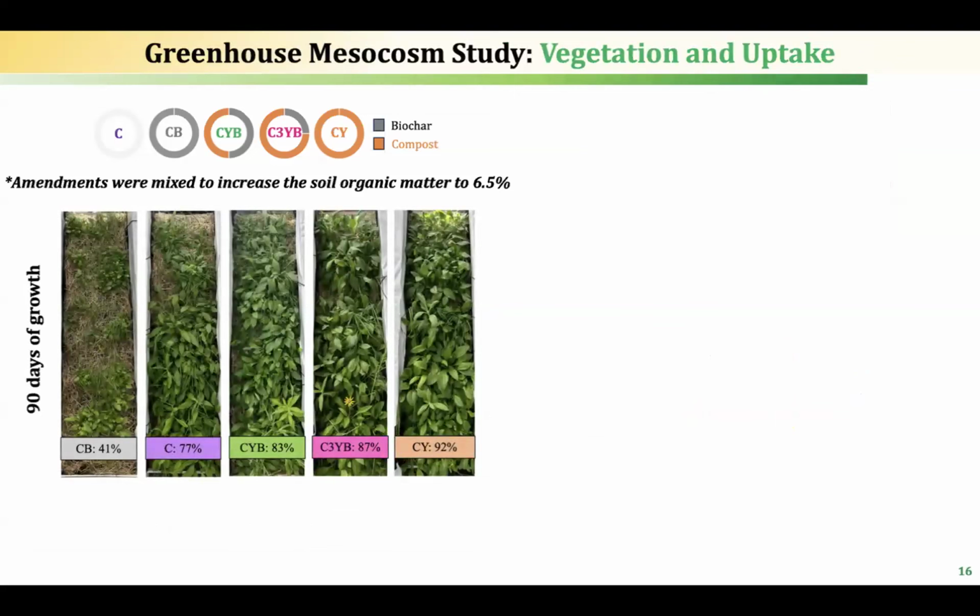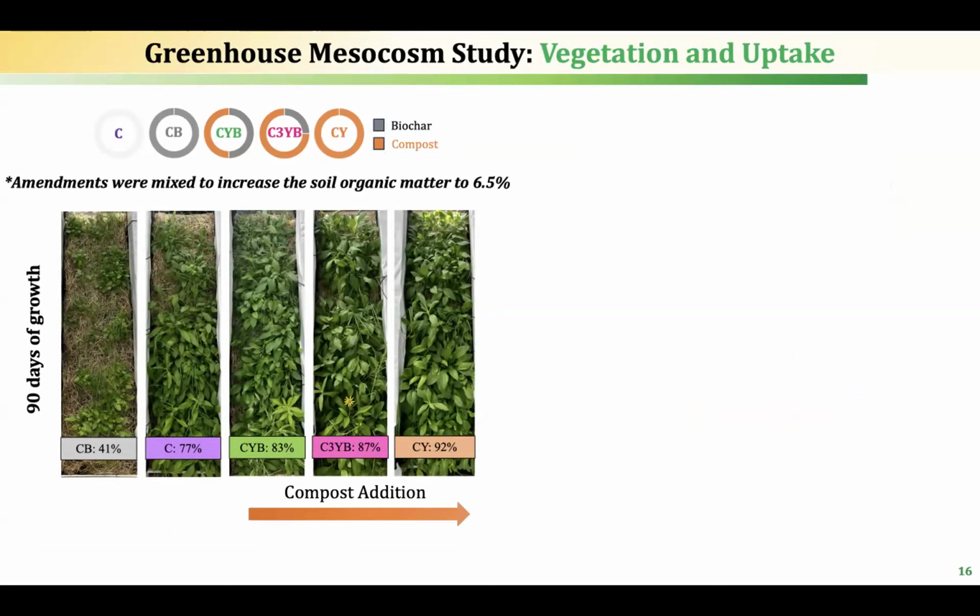So while biochar was our clear hero in terms of water quality, it was not so much in the case of vegetation. You can clearly see that the vegetation was stunted in the CB soil. This is showing the coverage here. And the other 3 soils had better coverage because of the yard waste amendment. So CYB, C3YB, and CY.